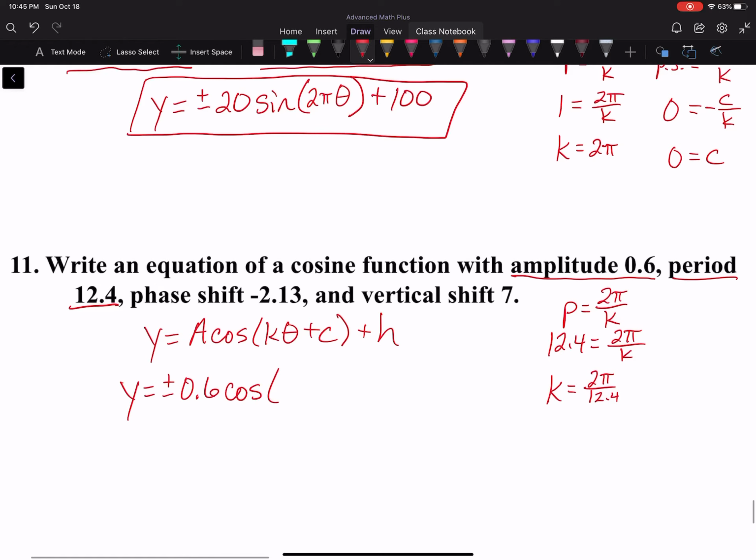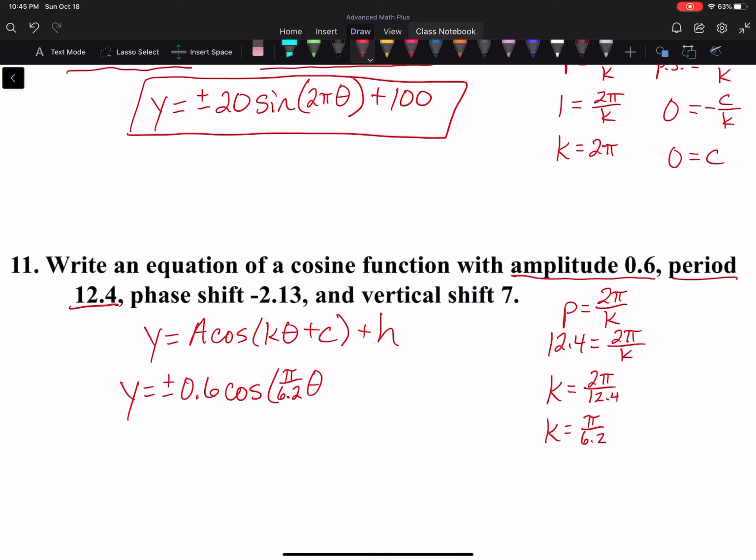And you can reduce that. That would be pi divided by 6.2 if you just divided both of them by 2. Divide both top and bottom by 2, you get pi over 6.2. So k is ugly, but that's what it is, pi over 6.2. And of course you have times theta.